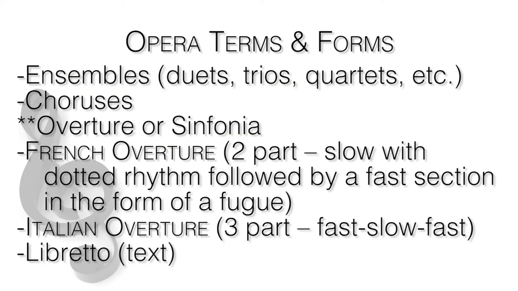The other overture is an Italian overture, and it does not have any specific ingredients. It just has three sections. It begins fast, has a slow middle section, and then it ends fast again. So fast, slow, fast is its tempo variation as it goes through the three sections.